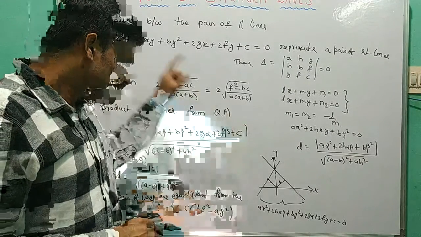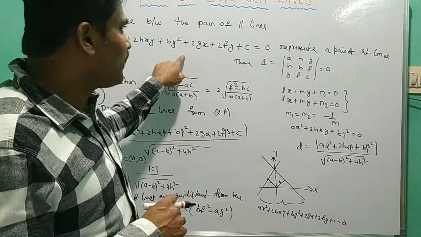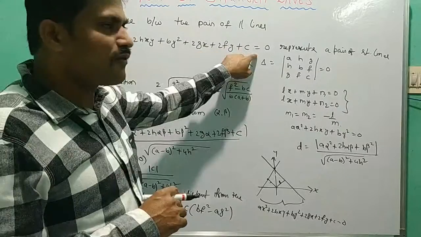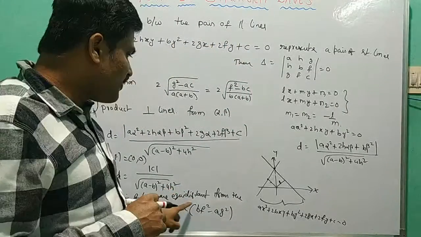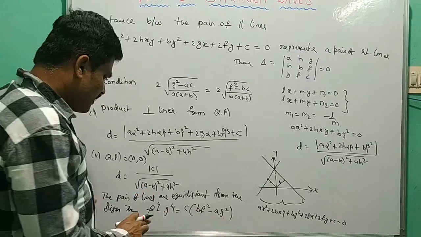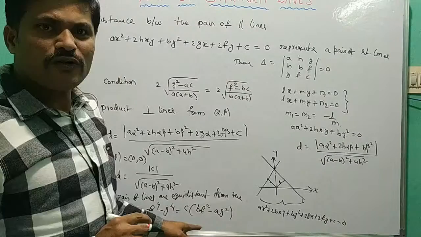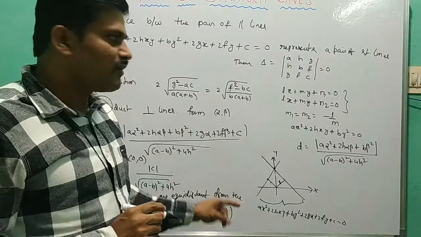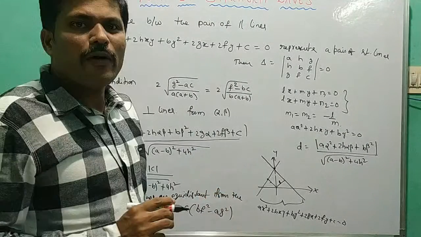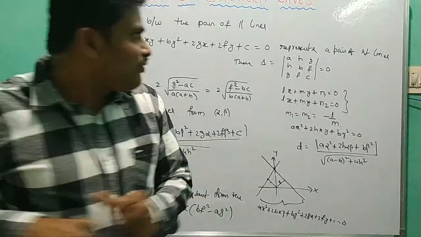The pair of lines ax square plus 2hxy plus by square plus 2gx plus 2fy plus c equal 0 are equidistant from the origin. Then the condition is g power 4 minus f power 4 equals c square minus a square. This is also an important formula. And also the next formula.